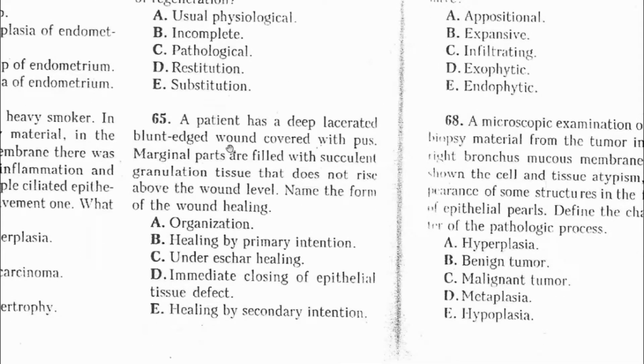A patient has a deep lacerated blunt edge wound covered with pus. Marginal parts are filled with succulent granulation tissue that does not rise. It doesn't rise above the wound level. Name the form of wound healing.